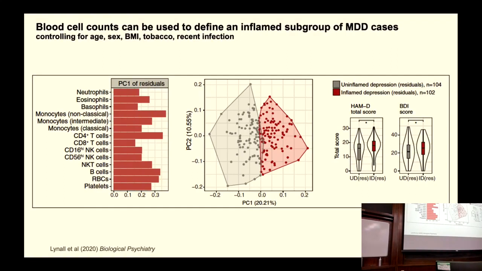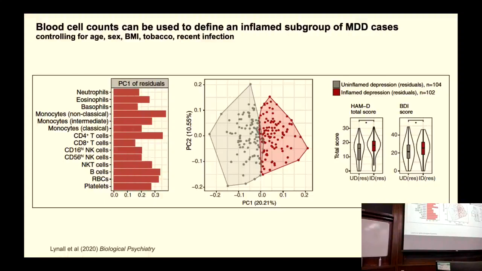And the group with the higher cell counts has higher scores on the Hamilton Rating Scale for Depression, which is a physician-rated depression score, and higher scores on the Beck's Depression Inventory, which is a self-rated scale of depressive symptoms. So higher immune cell counts, as a marker of innate immune activation, are associated with increased depression scores within a cohort of patients, all of whom have a diagnosis of major depressive disorder.